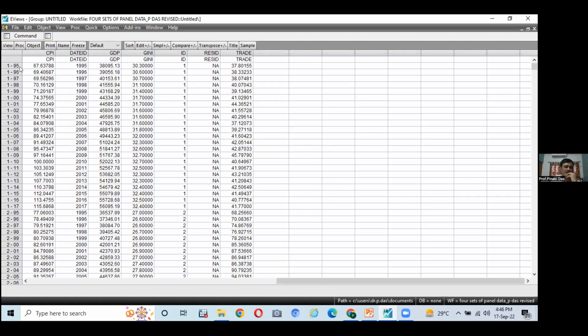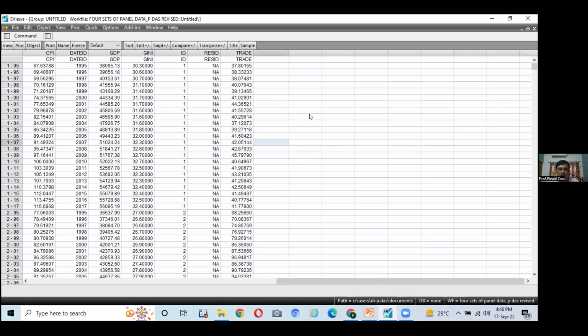Here, the data is available from 1995 to 2017, and the number of countries is apparently 70. It is the data of inequality as well as other macroeconomic parameters across 70 countries for the period of 1995 to 2017. Therefore, it is a very dense panel data.